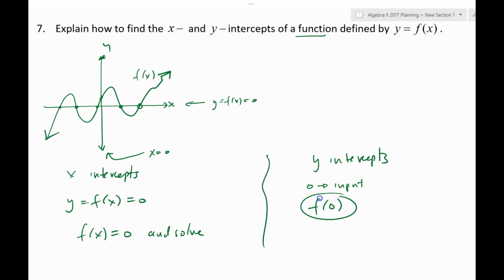Notice how these are in fact different here. A lot of students get those confused and think they're the same thing. In one case, we're putting 0 in as the input. That's for the y-intercepts. In this case, we're setting the output equal to 0 and finding what inputs give us that output of 0.